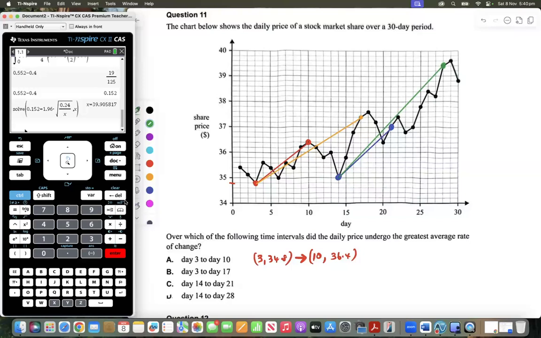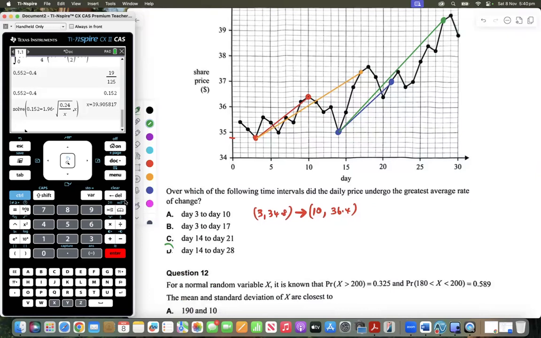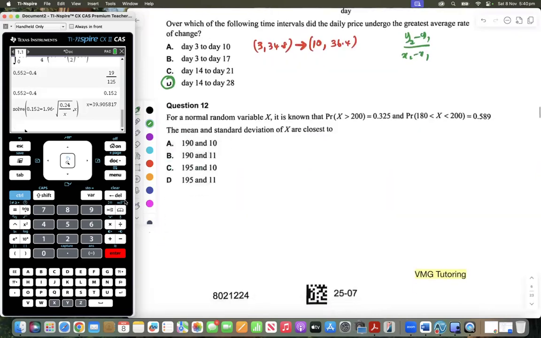Okay. Looks like the green one is the answer. Inspection is the easiest method for this question. Otherwise, you can do y2 minus y1 over x2 minus x1. It takes time. Very simply and very quickly do that using the inspection method. Okay. Question number 12.